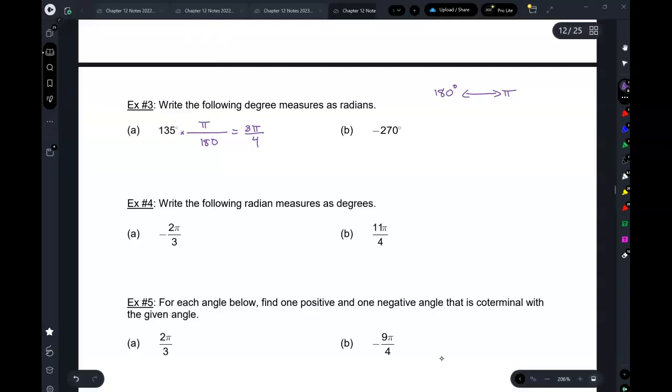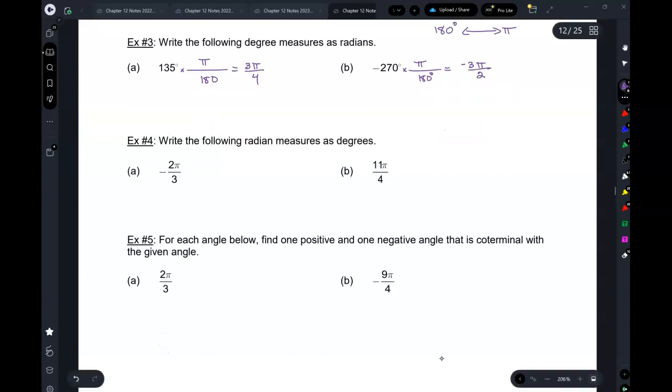Next, negative 270 degrees times a fraction. Degrees is on top, so it goes on the bottom here, so pi has to go here. So negative 270 over 180, how much is it? Negative 3 over 2, and you tack on the pi.